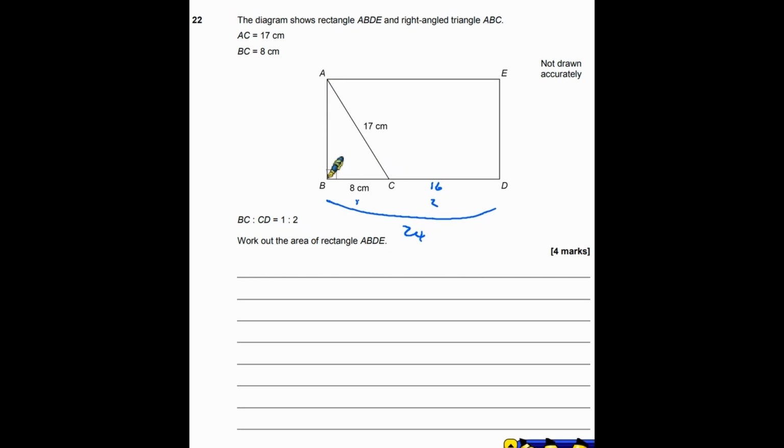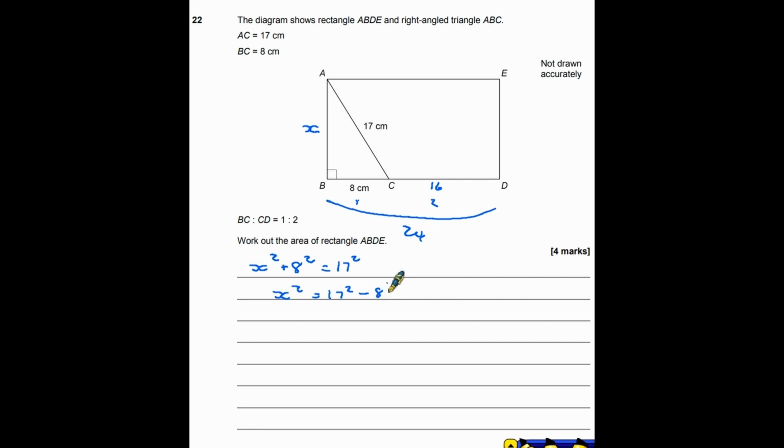Now, let's have a look at this triangle. We have the length of the hypotenuse and one of the other sides. We're going to apply Pythagoras. Let's just call AB x, just for simplicity. So, what do we know about Pythagoras? We know that the square of the hypotenuse is equal to the sum of the squares of the other two sides. If you were to write that, that would mean that x squared plus 8 squared equals 17 squared.